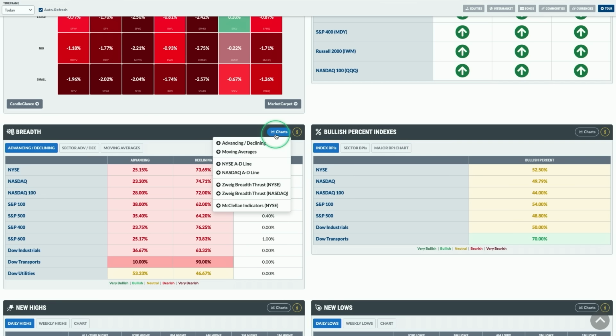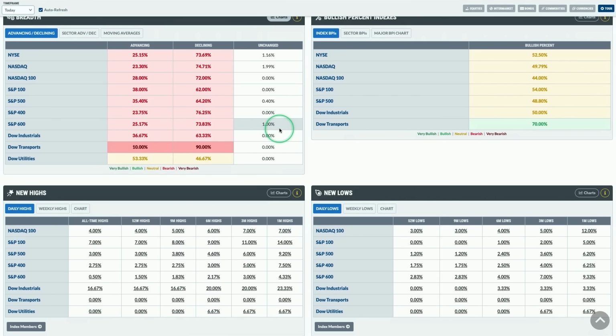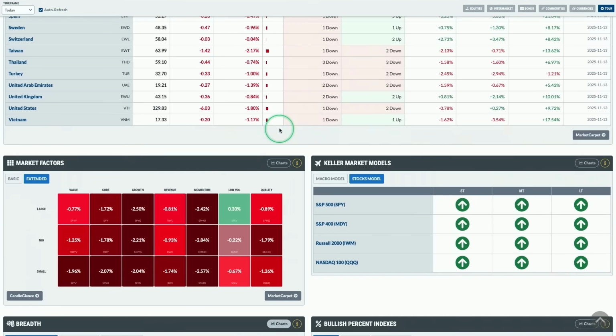In a lot of cases as well, we've built in extra charts that you might want to look at. If you're thinking about breadth, you might want to think about something like the Zweig breadth thrust or the McClellan indicators. So there's even more than meets the eye with those different chart menus as you go through that page. So a great, great resource.